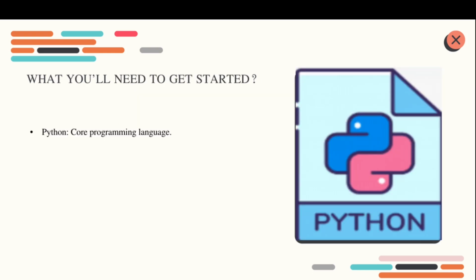To get started, you will need basic Python knowledge. As you know, Python is the core programming language for Django. Familiarity with HTML and CSS will be helpful, but not necessary, as we'll cover everything else you need in the course.